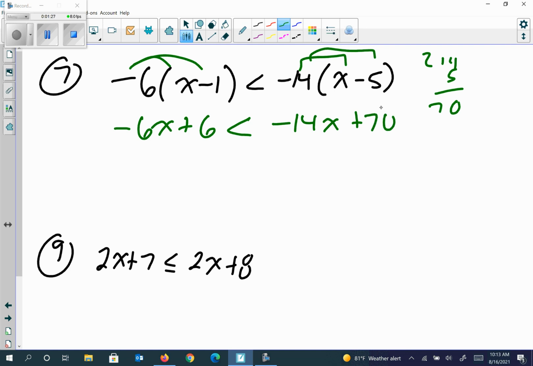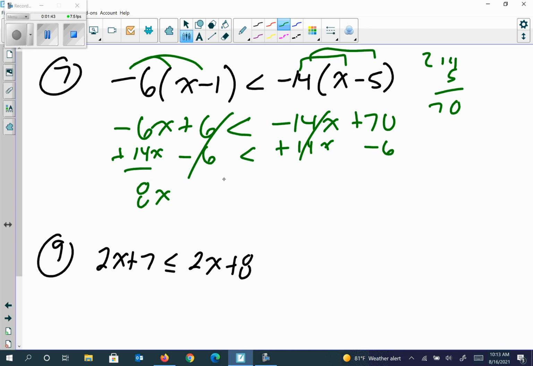Alright, so we need to get x's on one side and numbers on the other. So maybe I would choose to add 14x to both sides. And then maybe I subtract 6 from both sides. So those cancel. So this is going to give me 8x on this side. Those cancel. We already canceled the 14x's. And that will give me 64.